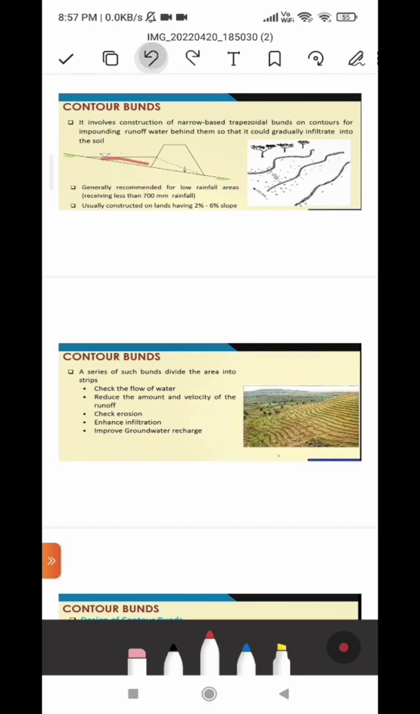These are generally recommended for areas having low rainfall, less than 700 millimeter. It is usually constructed on land having 2 to 6% slope.